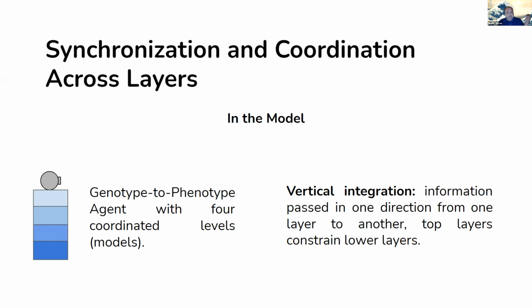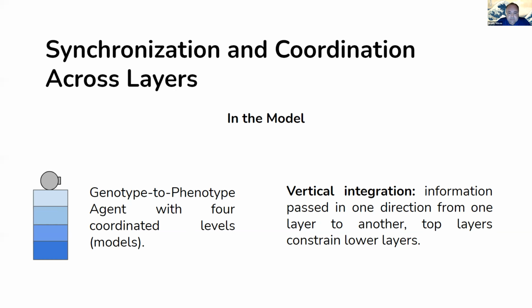Also, I want to move on to synchronization and coordination across layers. And up to this point, I've talked about these different layers as being autonomous things maybe. But now we're going to consider how they get integrated. What is the detail of how they get integrated? And so to do this in the model, we have two ways of thinking about this.